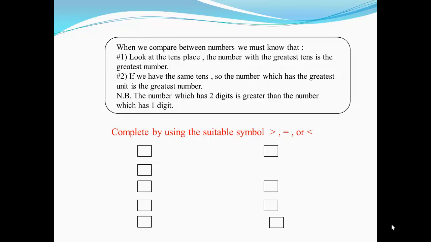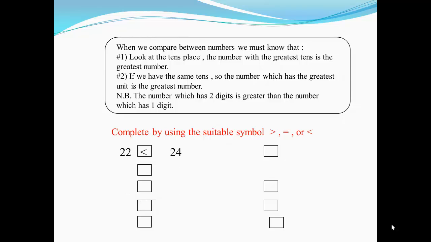But be careful and be sure that the number which has only one digit is smaller than the number which has two digits. It's not any issue. So if I have a two-digit number and a one-digit number, which one is greatest? For sure the two digits. The tens family is greater than the ones family. Okay, by practice we will clear this version.